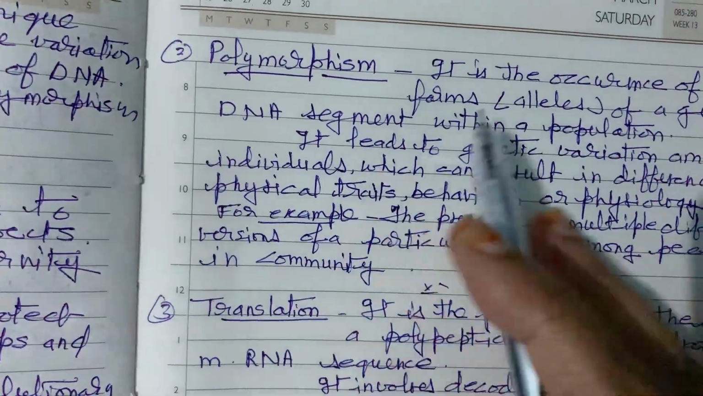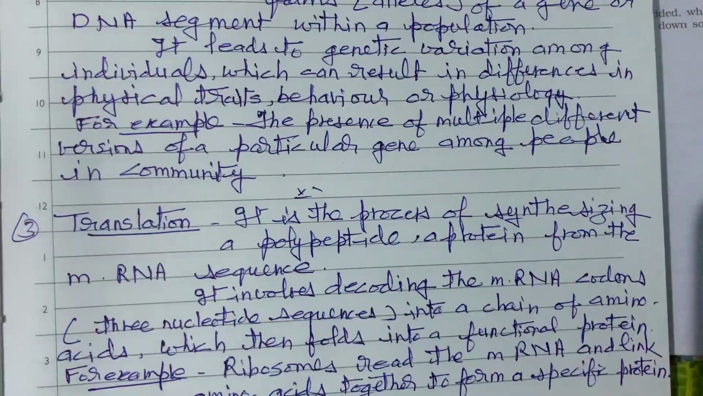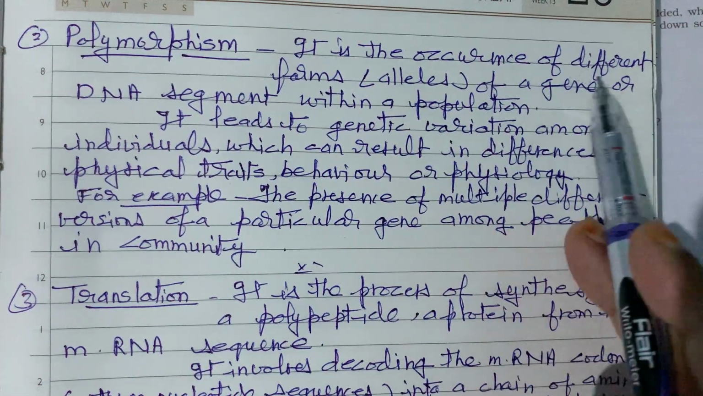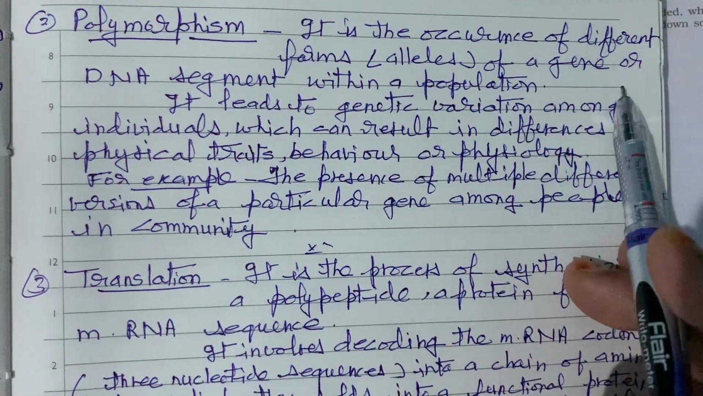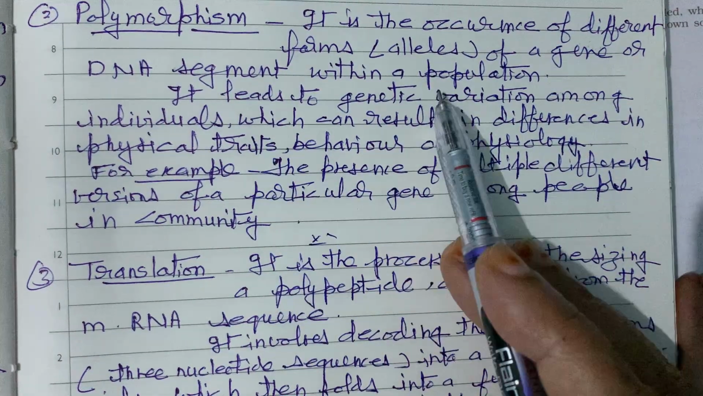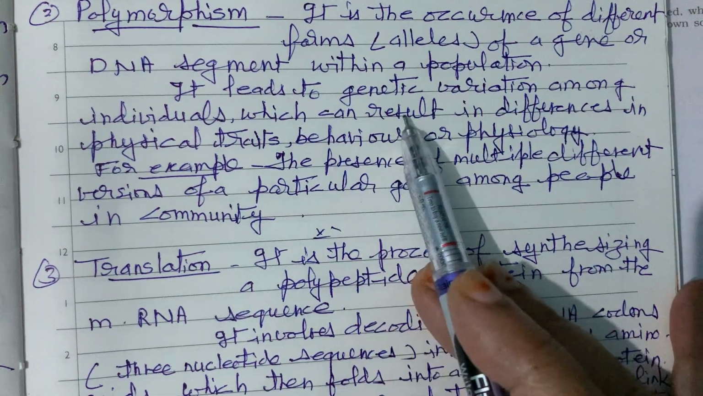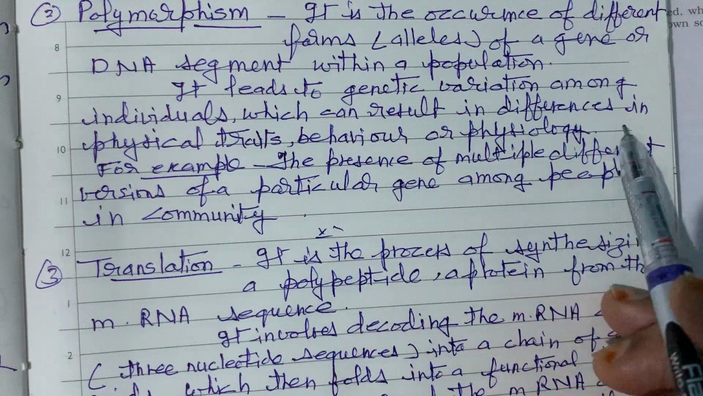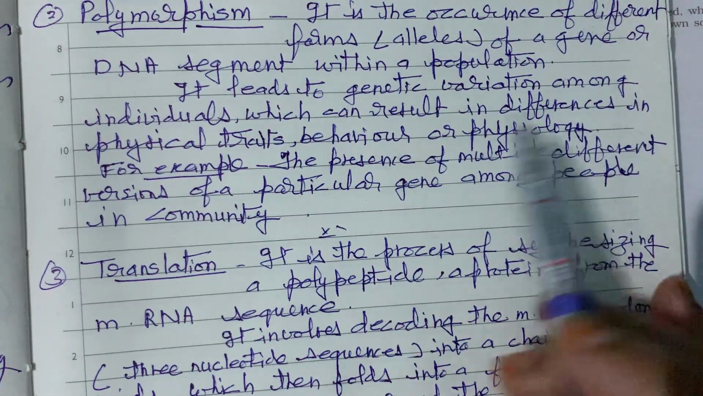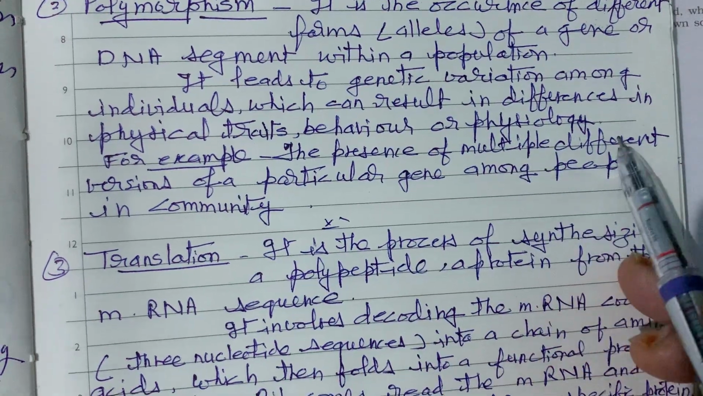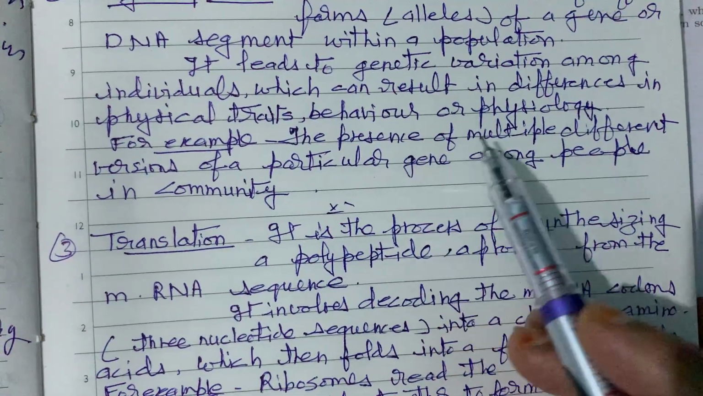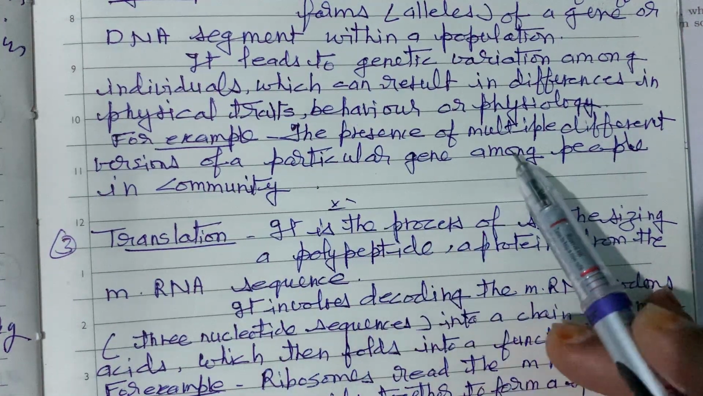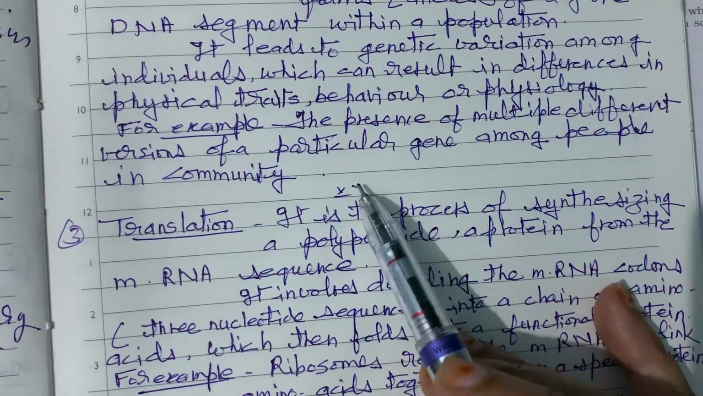Second point, polymorphism. It is the occurrence of different forms, alleles of a gene or DNA segment within a population. It leads to genetic variation among individuals, which can result in differences in physical traits, behavior, or physiology. For example, the presence of multiple different versions of a particular gene among people in a community.